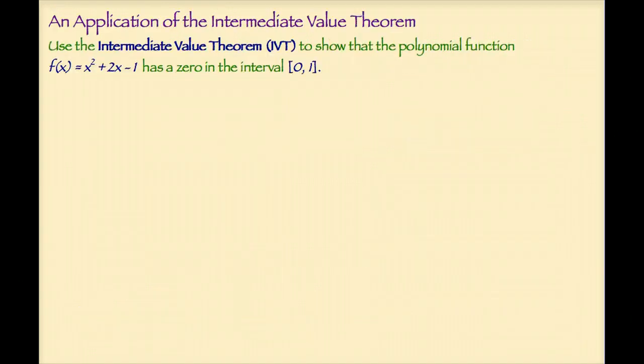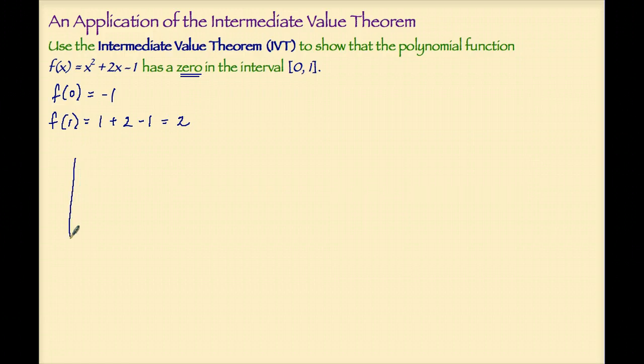Here we have an application of the intermediate value theorem. Use the intermediate value theorem, IVT, to show that the polynomial function f of x equals x squared plus 2x minus 1 has a 0 in the interval 0, 1. First, we're going to want to know what the function values are at the endpoints of this interval. What is f of 0? When we plug 0 into our function, we get a function value of -1. What is f of 1? When we put 1 into the function, we get 1 plus 2 minus 1, which is a function value of 2.